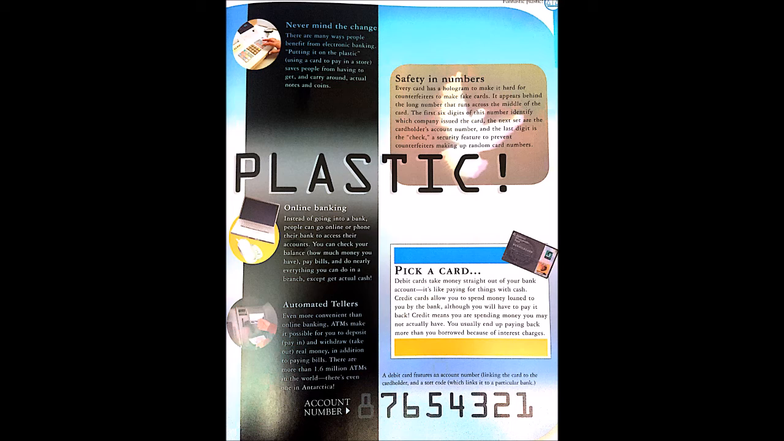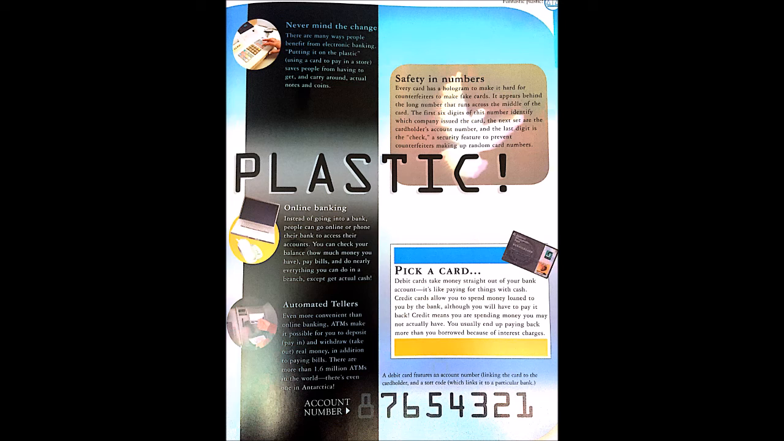Okay, as I read safety in numbers, there's a big word in here, and it's counterfeiters. Try and figure out what this word means as I read this paragraph. Every card has a hologram to make it hard for counterfeiters to make fake cards. It appears behind the long number that runs across the middle of the card. The first 6 digits of this number identify which company issued the card. The next set are the cardholder's account, and the last digit is the check, a security feature to prevent counterfeiters making up random card numbers.